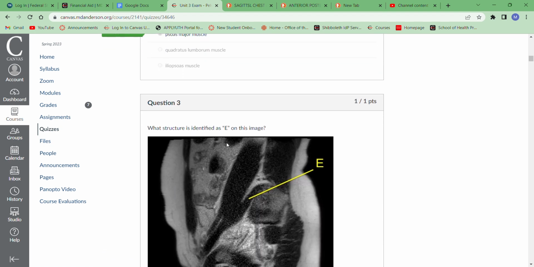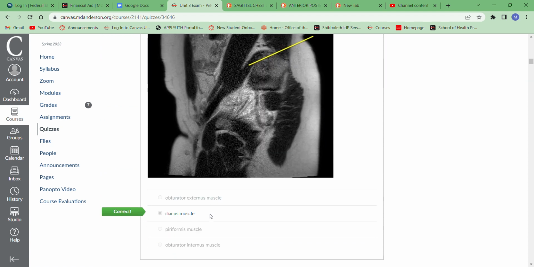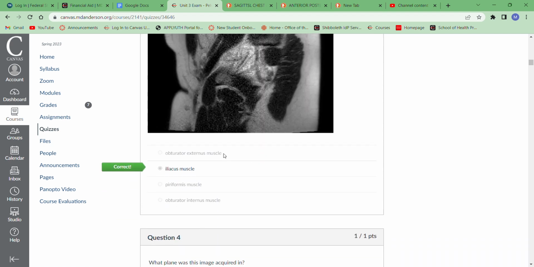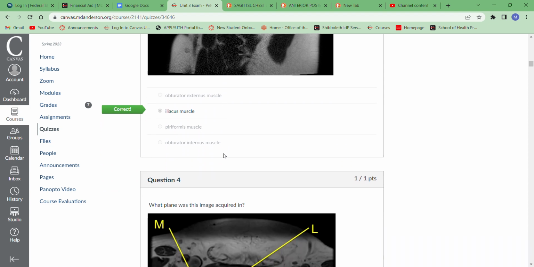And then what structure is E on this image? And that is the iliacus muscle. Iliacus muscle, okay. So if you look here, this is the psoas muscle, and then this is the iliacus muscle, and then they combine here to form the iliopsoas muscle. So it's shaped like a Y, and they have two separate branches, and then they combine to form the iliopsoas muscle. What plane was this image acquired in?